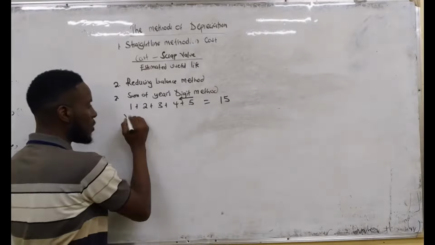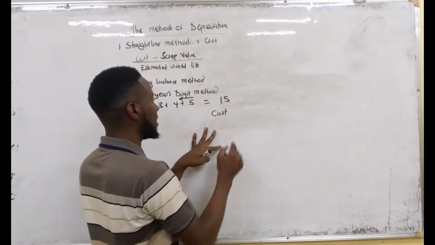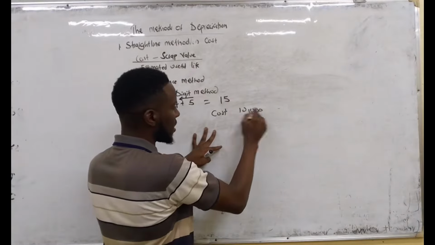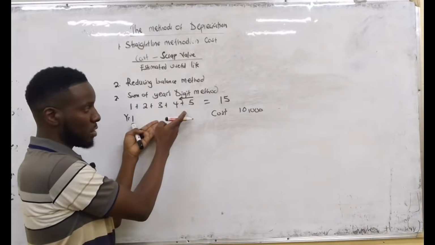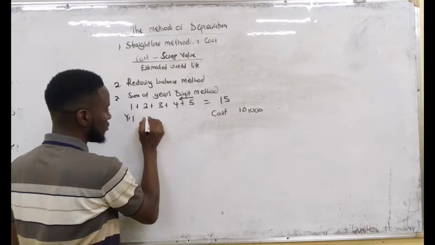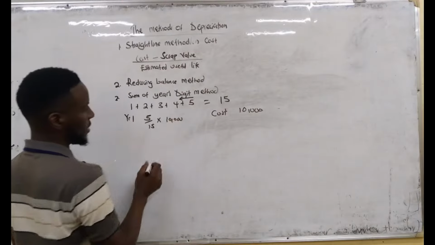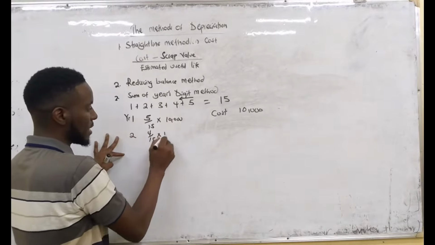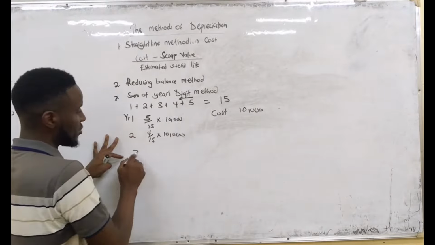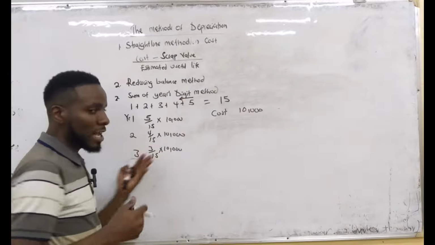After getting the sum of years, you come back this side. In year one, let me assume the cost of the asset is actually 10,000. These years are actually going to form what you call the percentage. So in year one, it will depreciate by 5 out of 15 times 10,000. Then in year two, you shall have 4 out of 15 times 10,000. In year three, you have 3 out of 15 times 10,000. Like that as you continue going down.